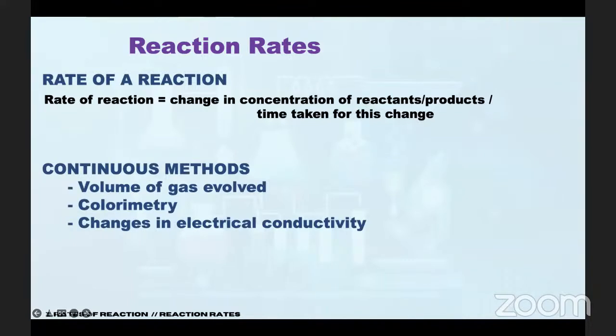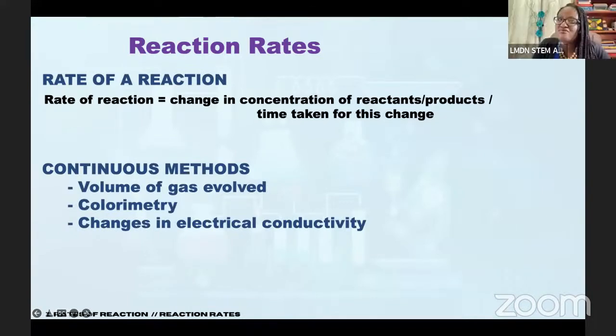How long it took for that. Well, I guess in that particular case your reactants would change to product, so there would be a change in concentration that you can measure there as well. So that's one way, and that's using acid-base indicators or indicators.